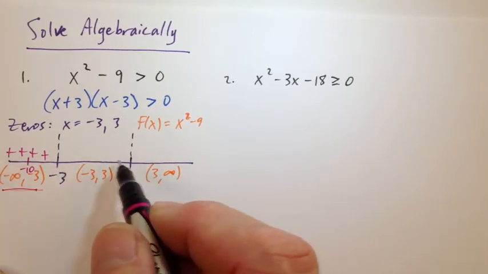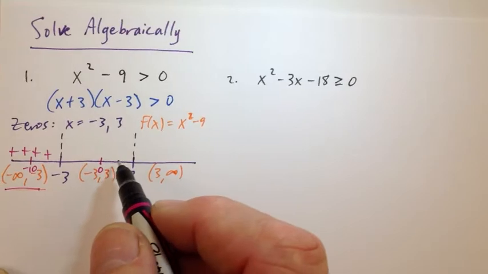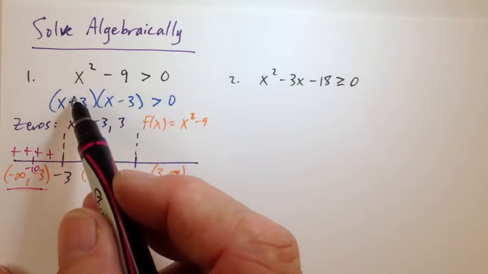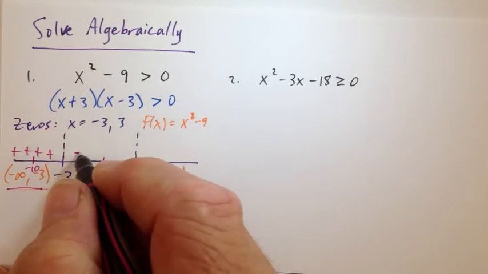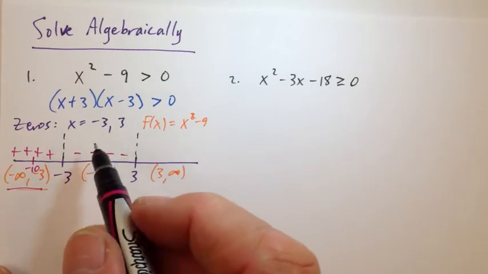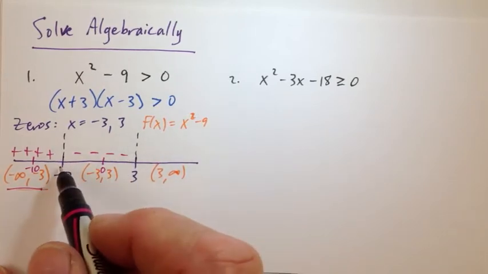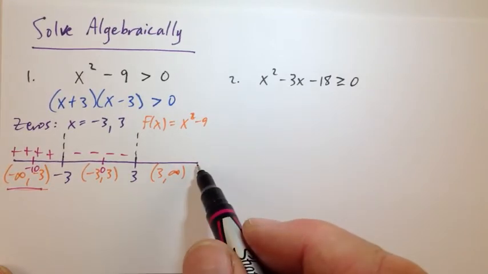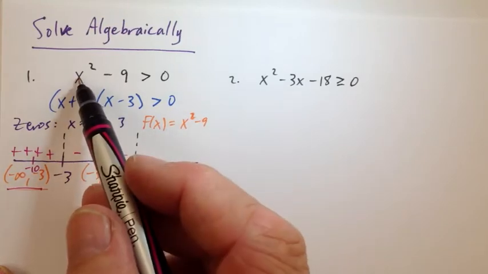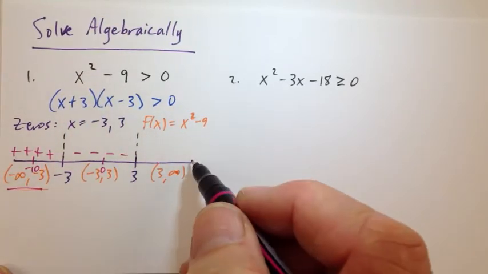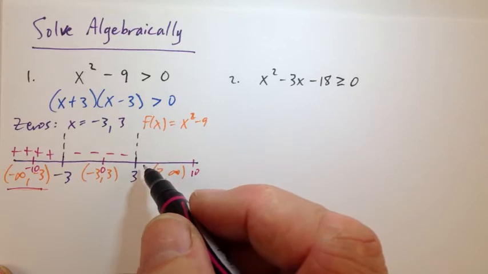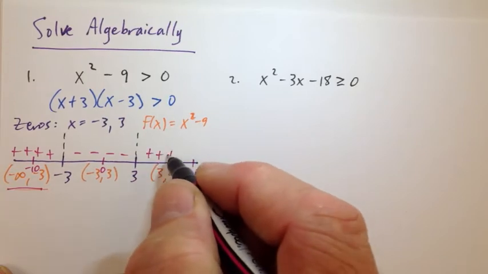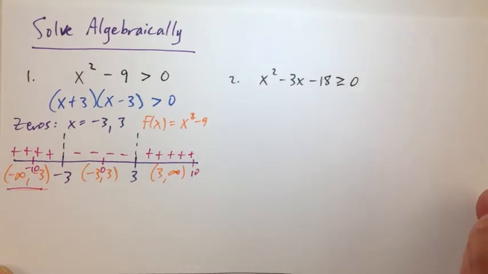Then on the interval from negative 3 to 3, we have to pick another test value. The test value of 0 is a nice one because it's easy to plug 0 in for x. In either form we'd get negative 9, and therefore the function will be negative over that entire interval from negative 3 to 3. Likewise, if we choose any real number greater than 3, let's say 10, then 10 squared is 100 minus 9. That's again going to give us positive values for f of x.